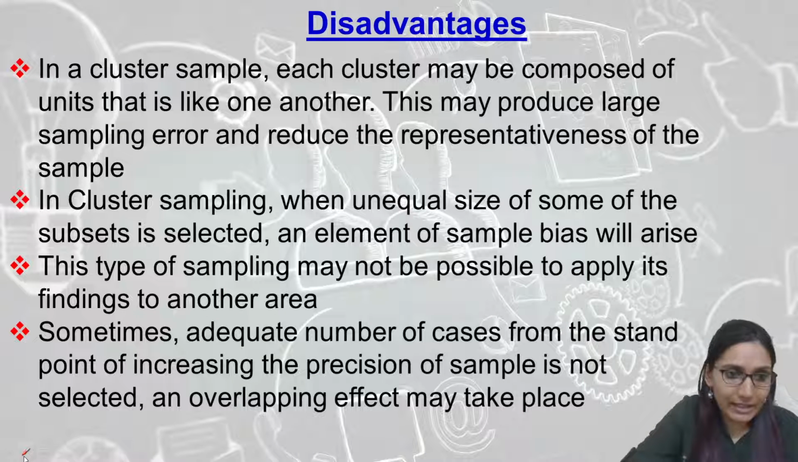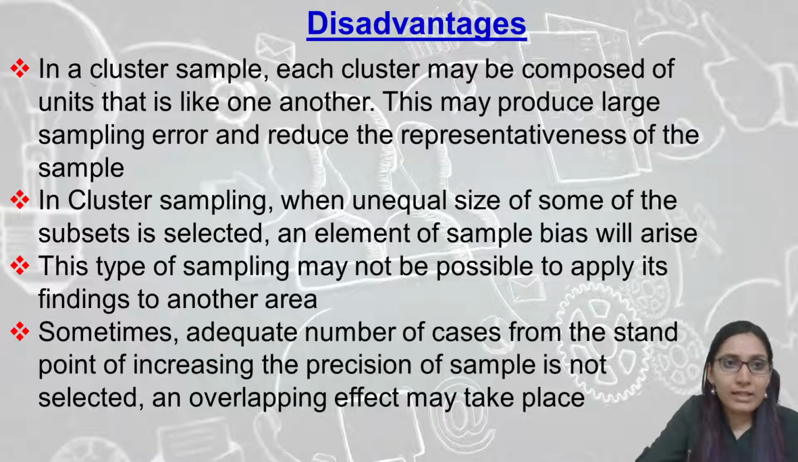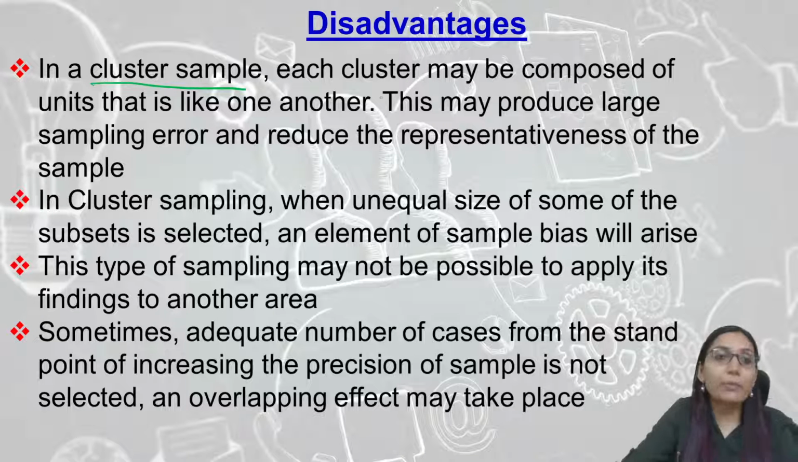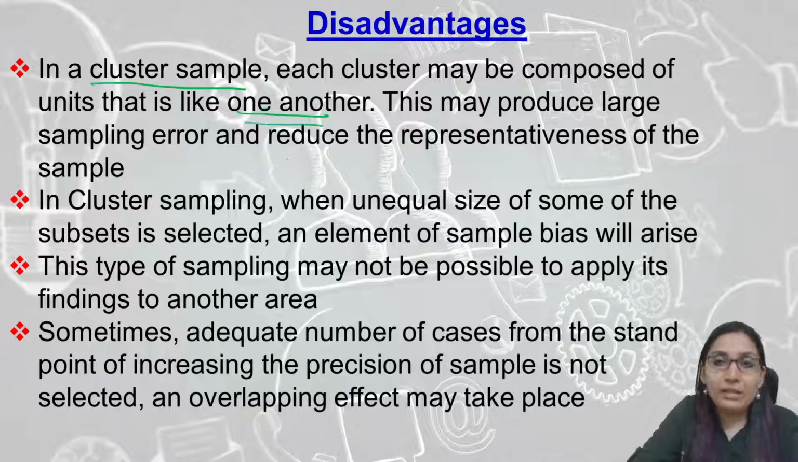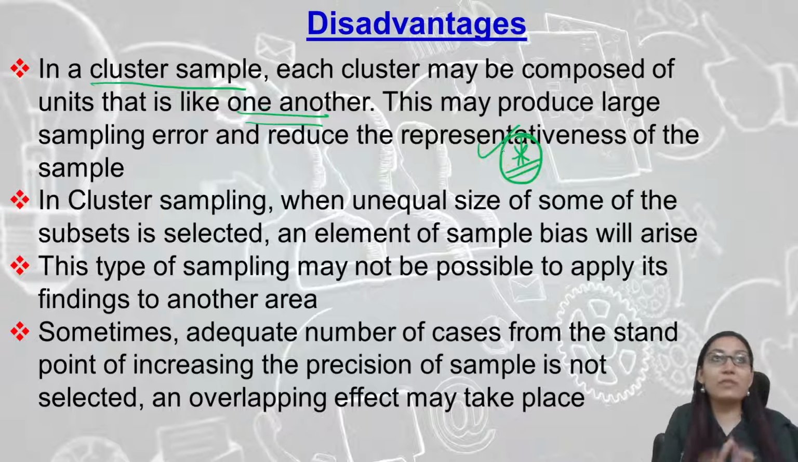Now the disadvantages. In a cluster sample, each cluster may be composed of units unlike the others. This may produce large sampling error and reduce the representativeness. Representativeness is a very important consideration when we are doing research. The sample should be representative; it should represent the entire population. That can be compromised in the case of cluster sampling. It is not necessary that cluster sampling will always be representative in nature.